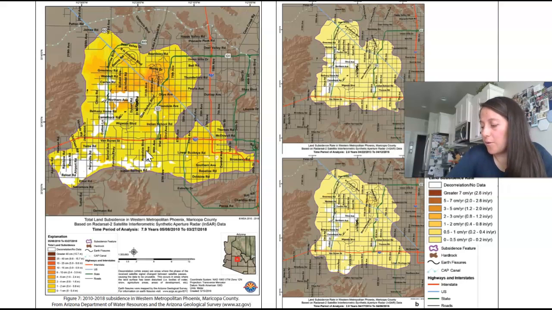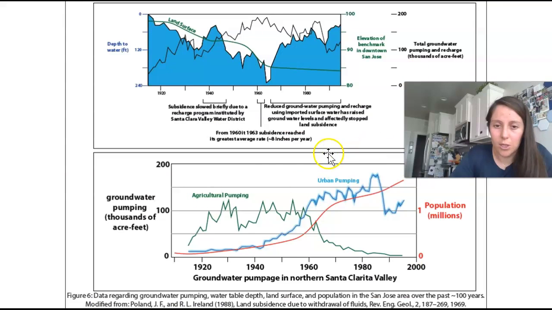So how did the land surface react to recharge in the San Jose area? So in the San Jose area, as you can see from these figures, there was a recharge actually done in 1963. So from 1960 to 1963, subsidence reached its greatest average rate. And after that, you can see that the reduced groundwater pumping and recharge using imported surface water has raised groundwater levels and effectively stopped land subsidence. That shouldn't be affectedly, should be effectively.